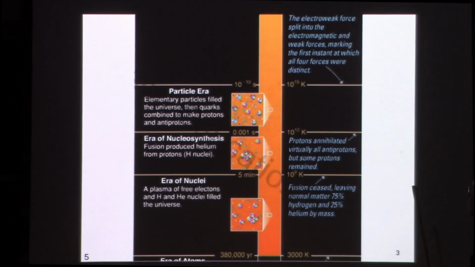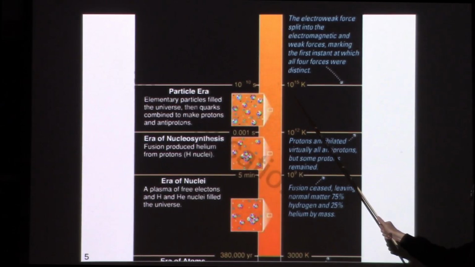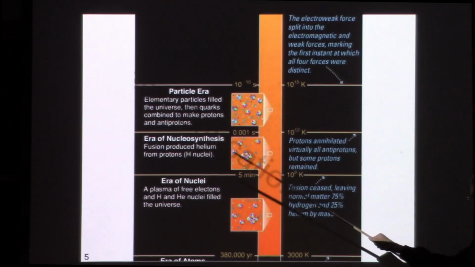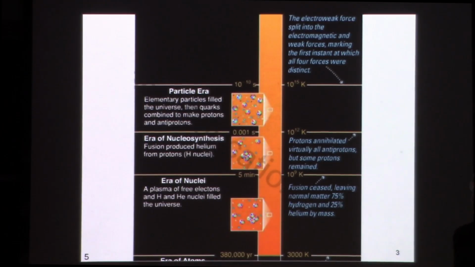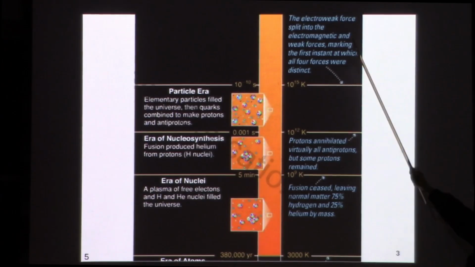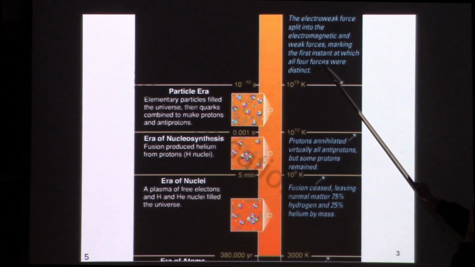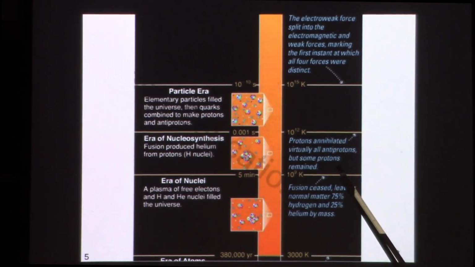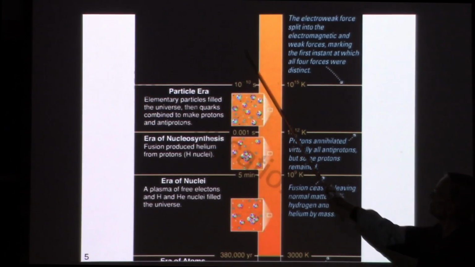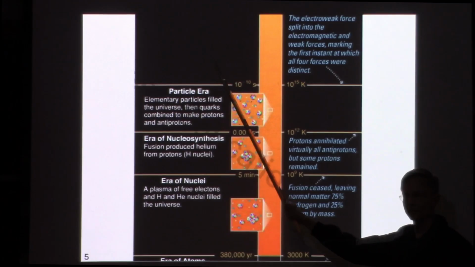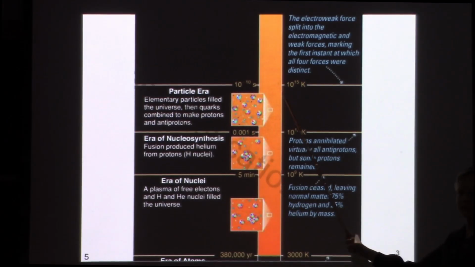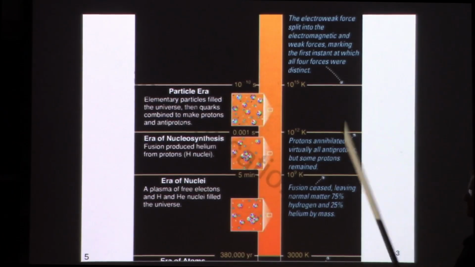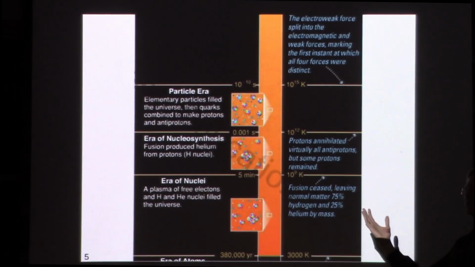Important fuzzy, we'd like to know more about that, but at 10 to the minus 10 seconds, at a chilly 10 to the 15th Kelvin, 10 to the 12 is a trillion, so 10 to the 15th, a quadrillion Kelvin, I'm getting cold just thinking about it, the electroweak force splits into the electromagnetic and weak forces, marking the first instant at which all four forces were distinct. So you can go a bit earlier than that when you've got the electroweak force, but when all forces are distinct at that point, when the universe is a 10 billionth of a second old, now we're in a situation that is obtained ever since, where you've got four separate forces.